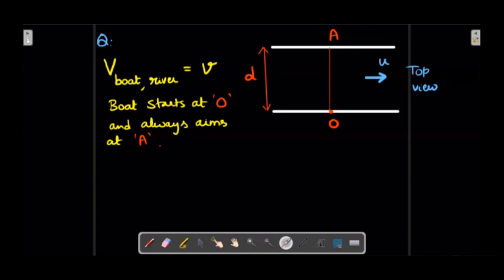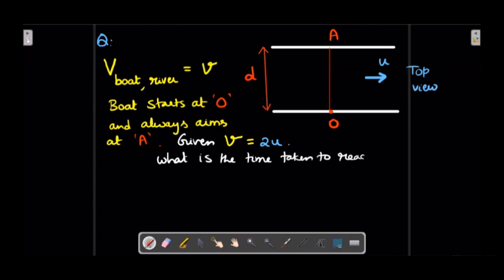So this is like your Tom and Jerry thing, where it will always be aiming towards that. Given that the value of v is equal to 2 times the value of u, that means twice the speed of the flow. What is the time taken to reach A? What is the time taken to reach A? Okay, right. So that's the question.